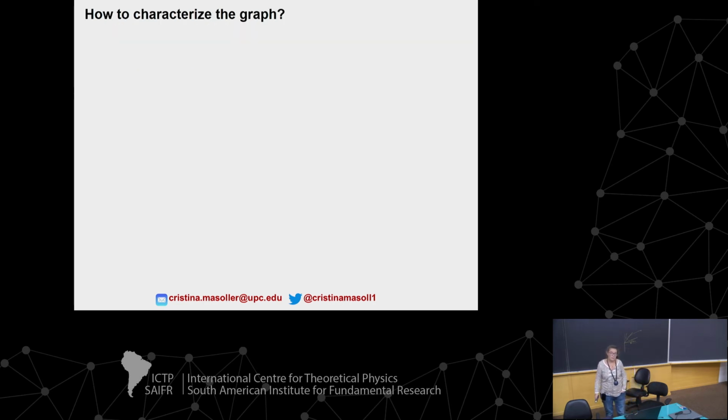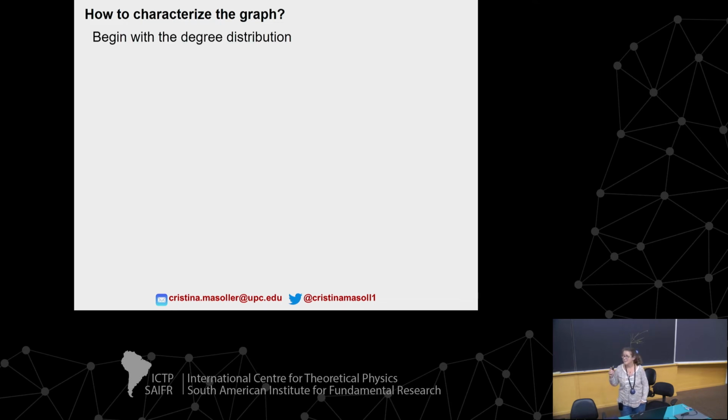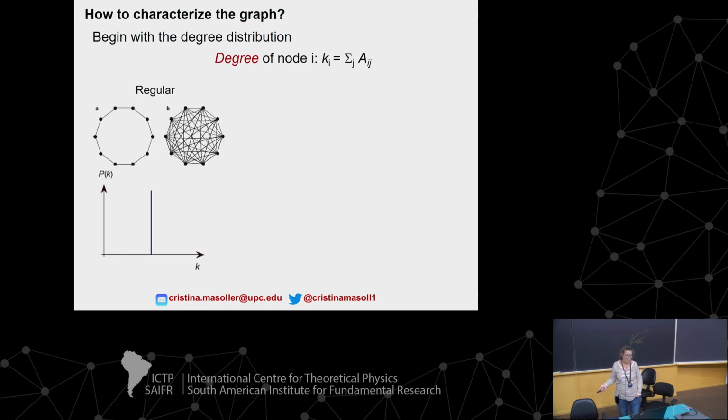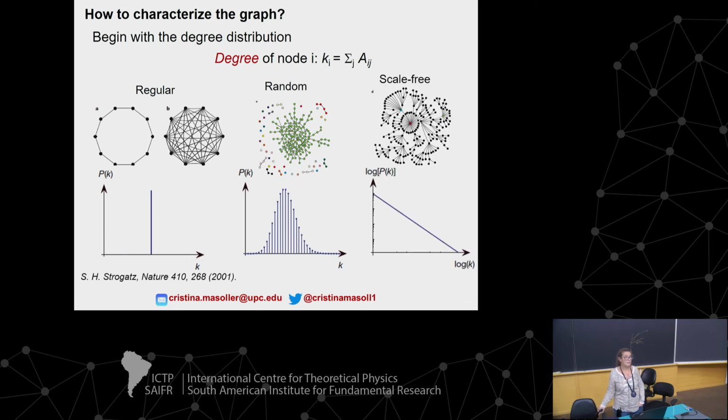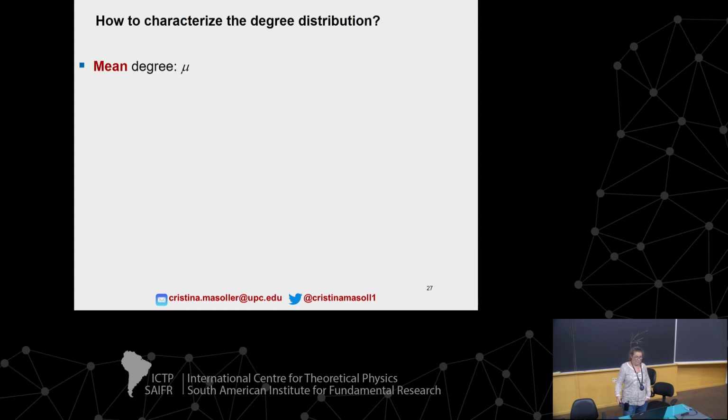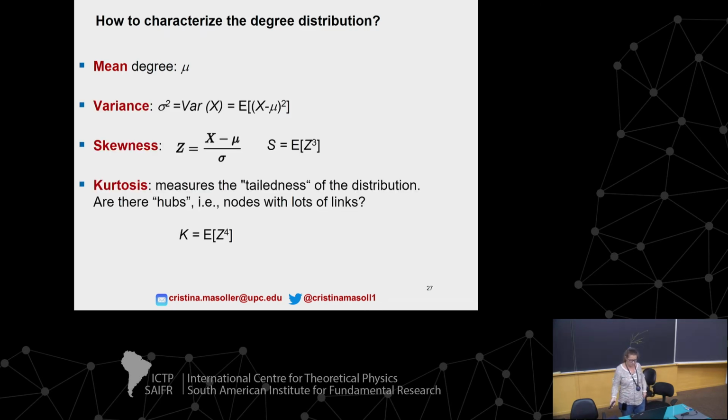So once you have your network, how do you characterize it? This is what Vicky was talking about, so I'm not going to repeat what she said. The only thing I want to point out is that typically people first look at the degree distribution, as you know. The degree can be a delta if the network is regular. It can be some distribution if it's random, or it can be a power law if it's scale-free. How do you characterize a distribution? In the same way that you characterize any distribution: mean value, variance, skewness, kurtosis, and so on.